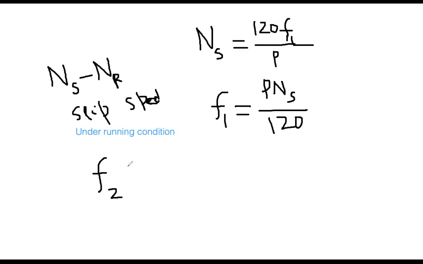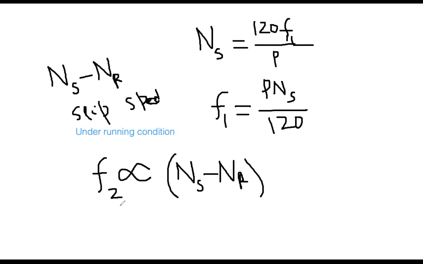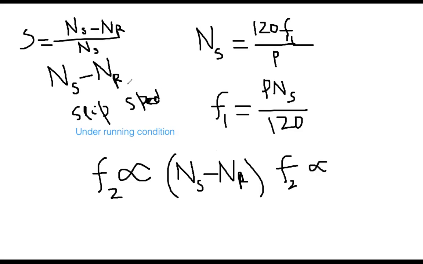So what you can do here is that f2 will be proportional to that number, Ns minus Nr, which is the slip speed. So when this is true under running condition, we are just guessing that rotor will have a different frequency than the stator frequency, which is proportional to this. Now if I write down the slip equation, your slip equation was s = (Ns minus Nr) over Ns. So this Ns minus Nr you can replace by s multiplied by Ns. Therefore, f2 is proportional to s into Ns.